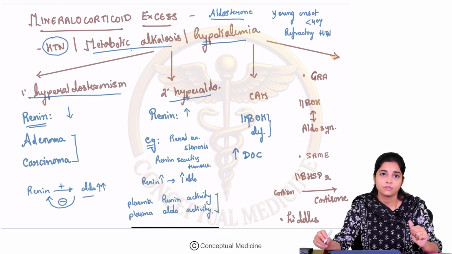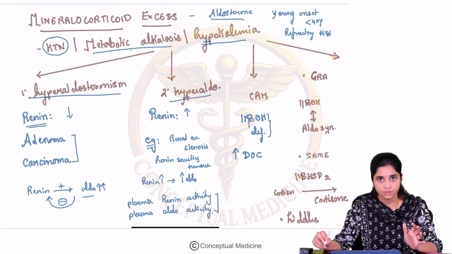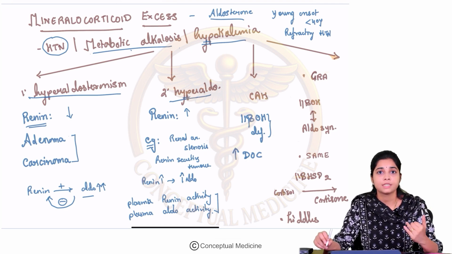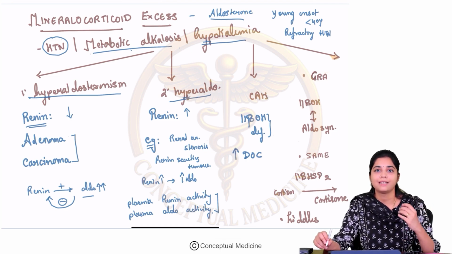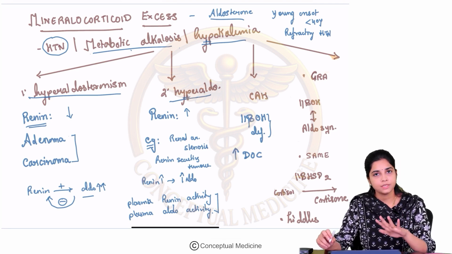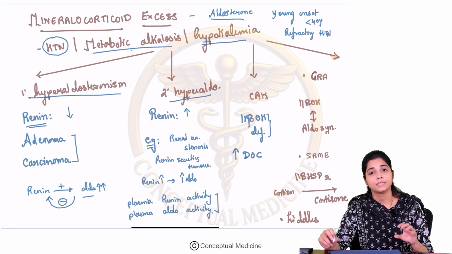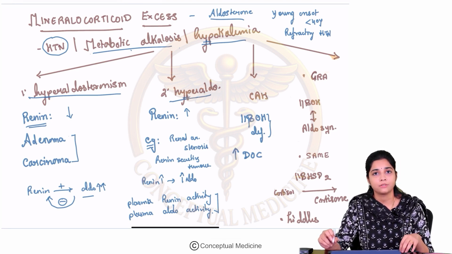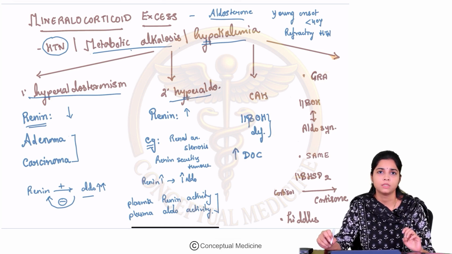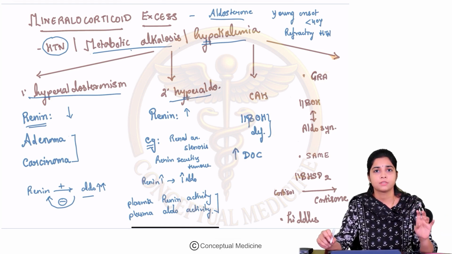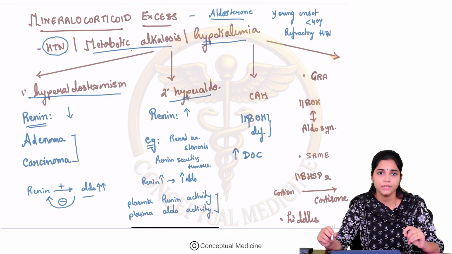Your renin aldosterone ratio will be elevated in secondary hyperaldosteronism because the renin is elevated, whereas it will be reduced in primary, where aldosterone is elevated. Okay. So this is your basic approach. But there can be situations where your aldosterone is normal, renin is also normal, but still you have a picture which is similar to that of a mineralocorticoid excess.